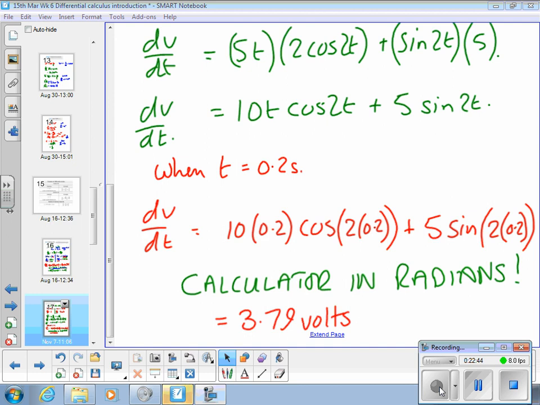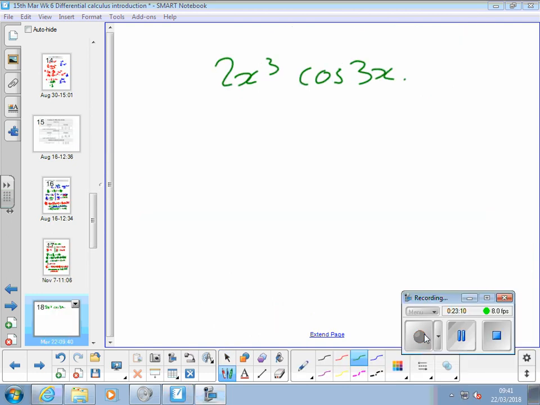So we've found the formula for the rate of change, and then we've inserted the time at which we want to know what the rate of change is. Now for the next example, we want to find dy by dx. So we've got y is equal to, for instance.